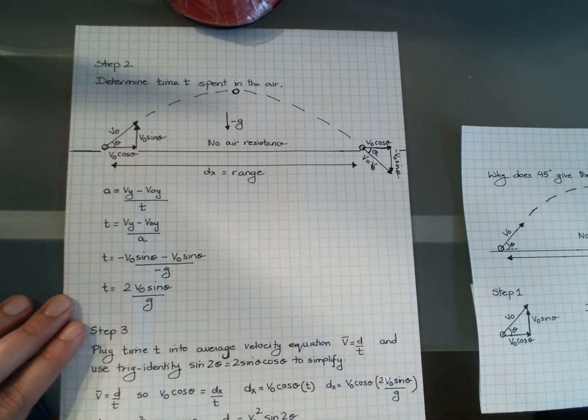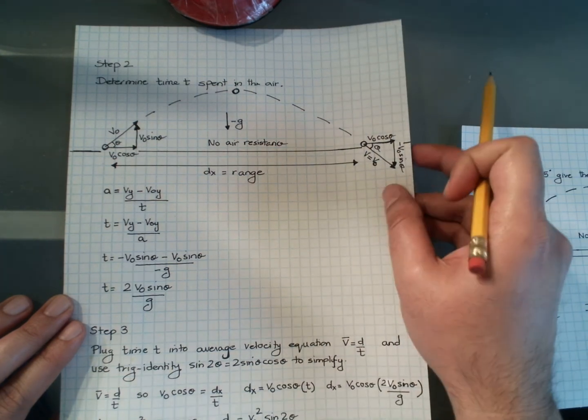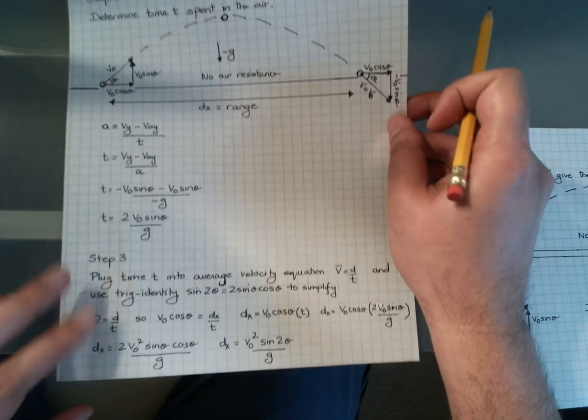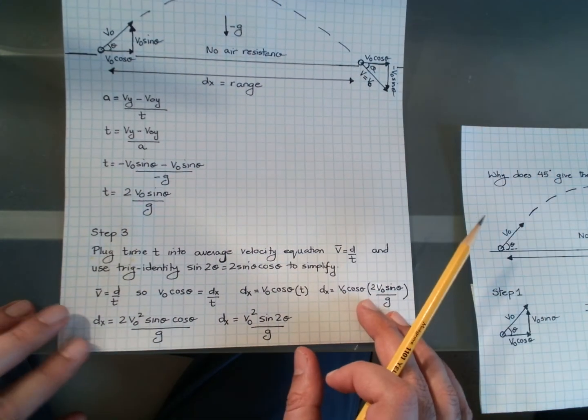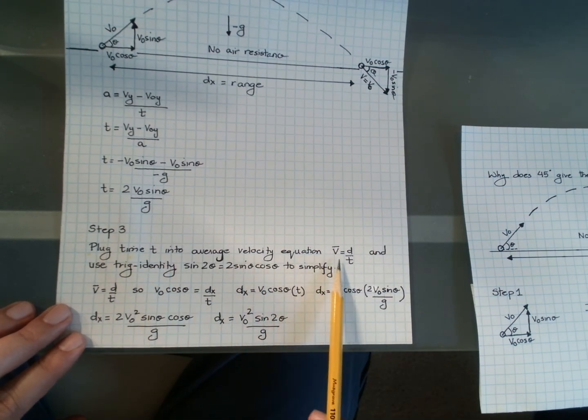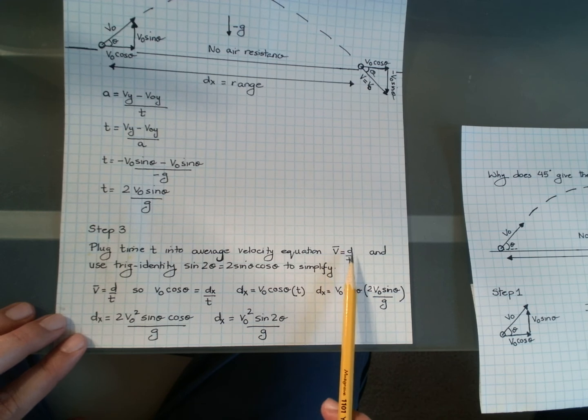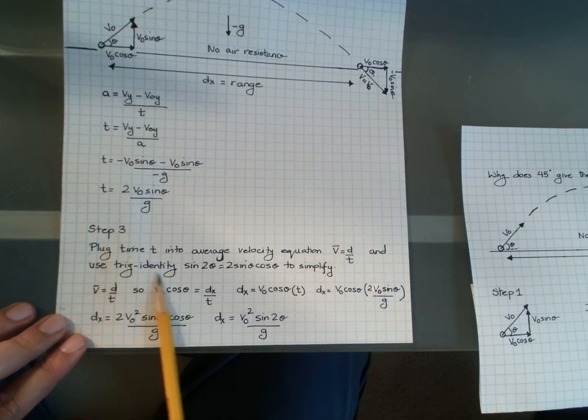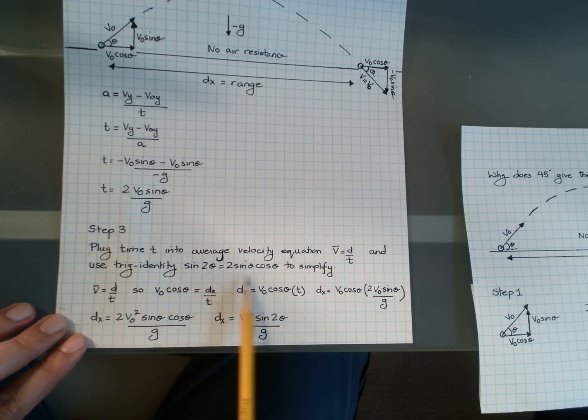Finally, your step 3 to solve this problem is to plug in time into the average velocity equation. Remember, the average velocity equation is average velocity equals displacement over time, and then use a trig identity. And the trig identity we're going to use is the trig identity that's taught to you in math class. Sine 2 theta is the same thing as 2 sine theta cosine theta.